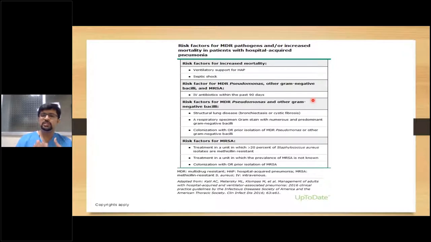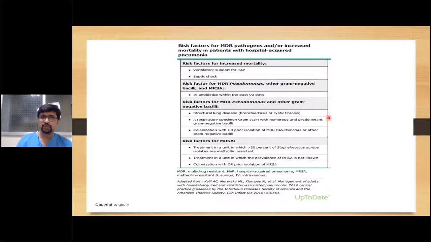If we mention that, subsequently, when the wheel turns around and the patient comes back to us, we at least have some idea about what IV antibiotics were given during the last admission. So this is one factor that we have to take care of in our discharge summary, so that it is beneficial for us later or for some other person who is looking into this aspect. Okay, so a risk factor for MDR Pseudomonas, or other gram-negative bacilli and MRSA is IV antibiotics within the past 90 days. Again, risk factors for MDR Pseudomonas and other gram-negative bacilli can be structural lung diseases.